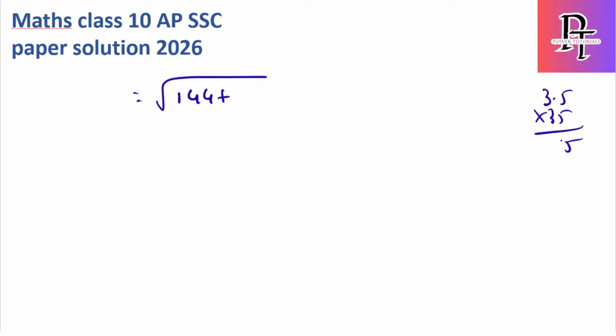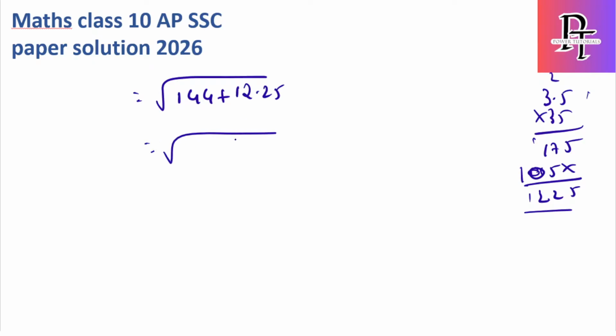5 3 is 15, 1 3 is 5... 5 5 is 25, 2 3 5 is 15, 16, 17. Again 3 5 is 15, 1 3 is 9, 10, 11. So yes, it is 12.25. 144 plus 12.25 will give me 156.25.